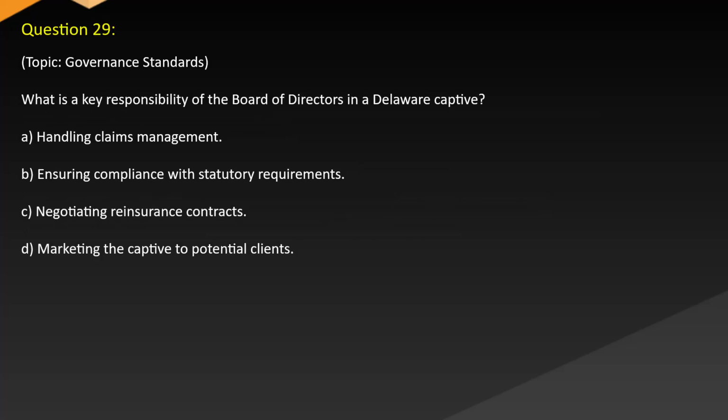Question 29. Topic: Governance standards. What is a key responsibility of the board of directors in a Delaware captive? A. Handling claims management. B. Ensuring compliance with statutory requirements. C. Negotiating reinsurance contracts. D. Marketing the captive to potential clients.